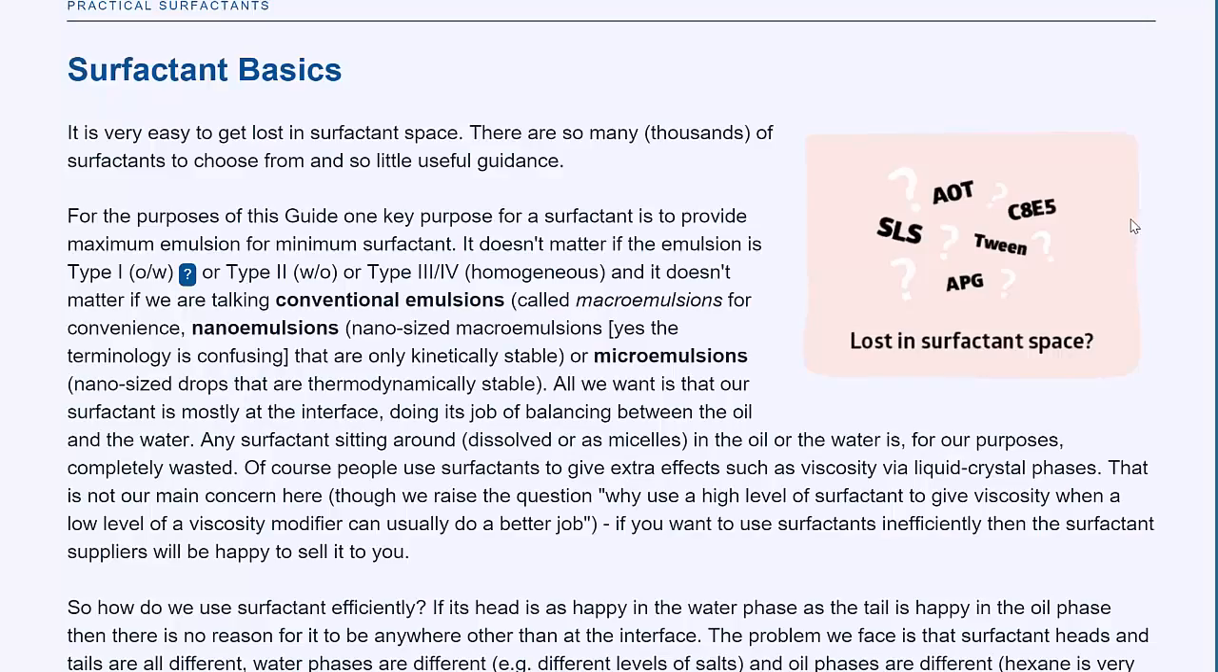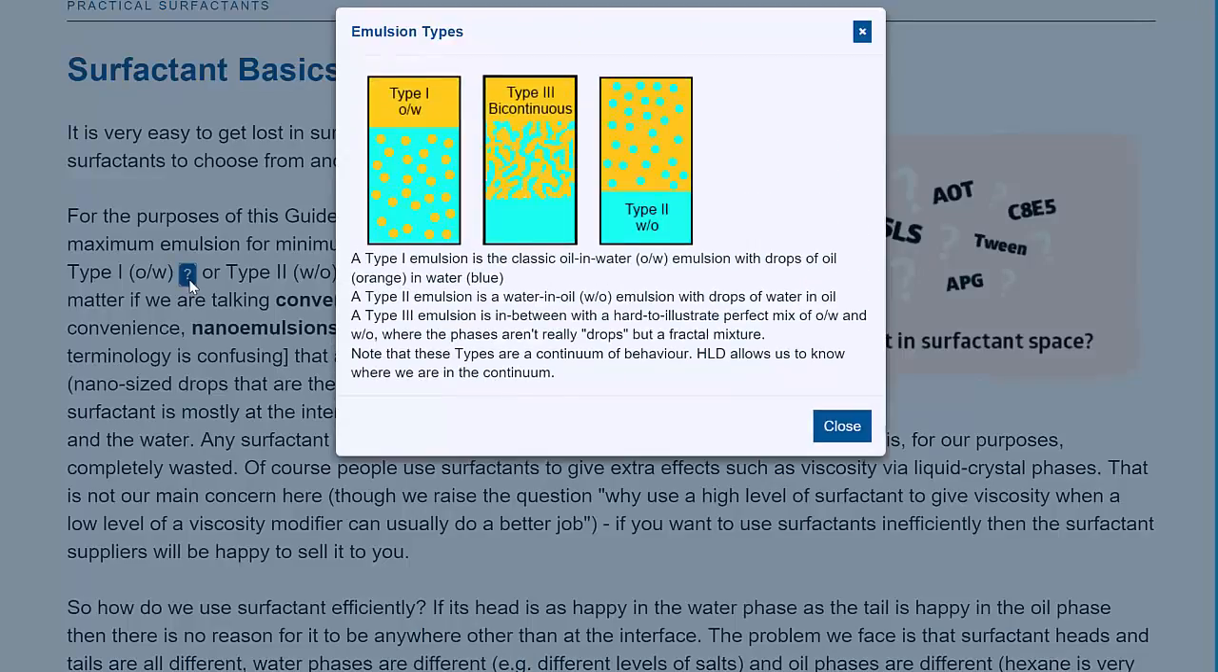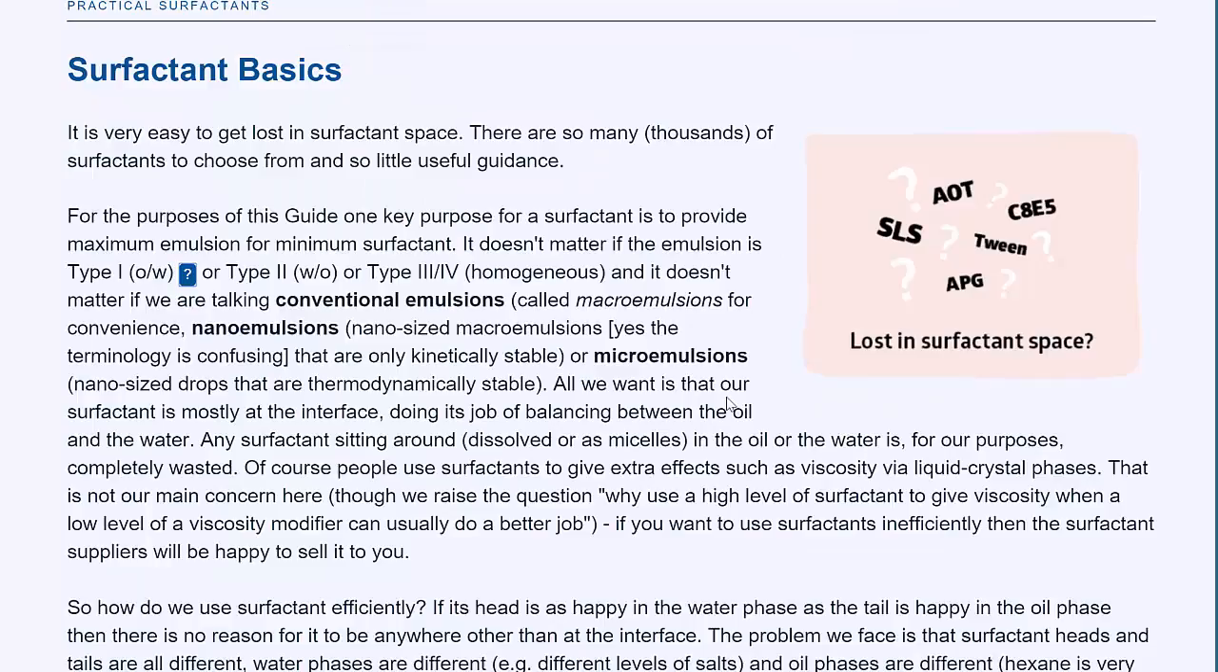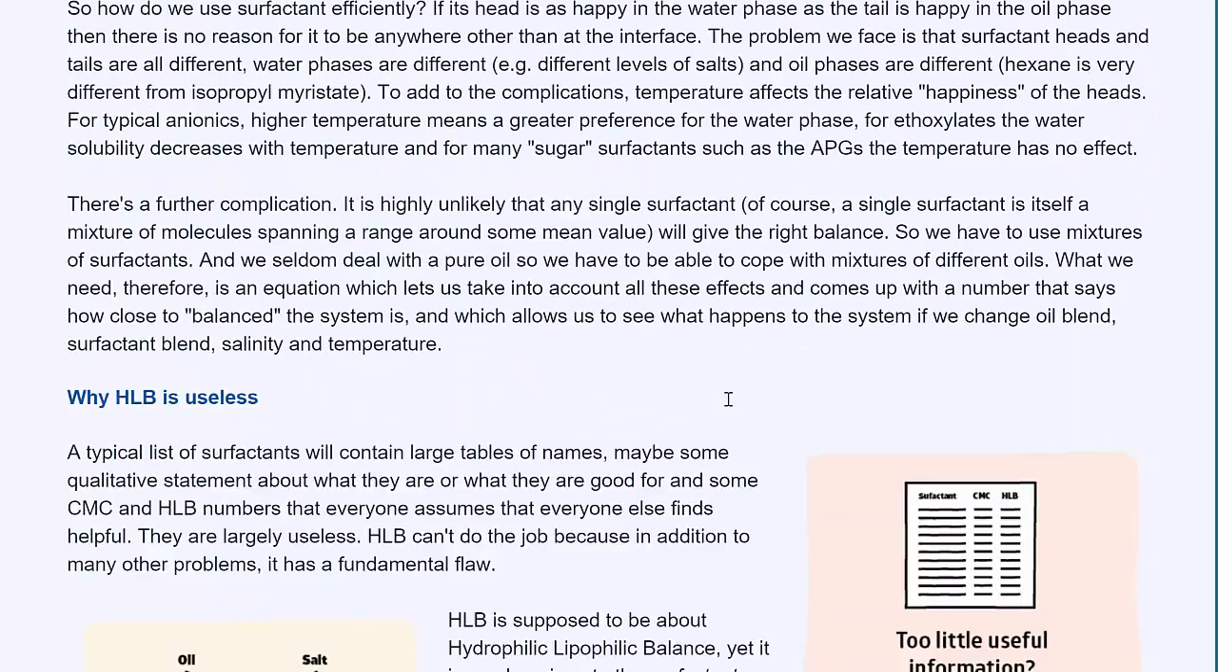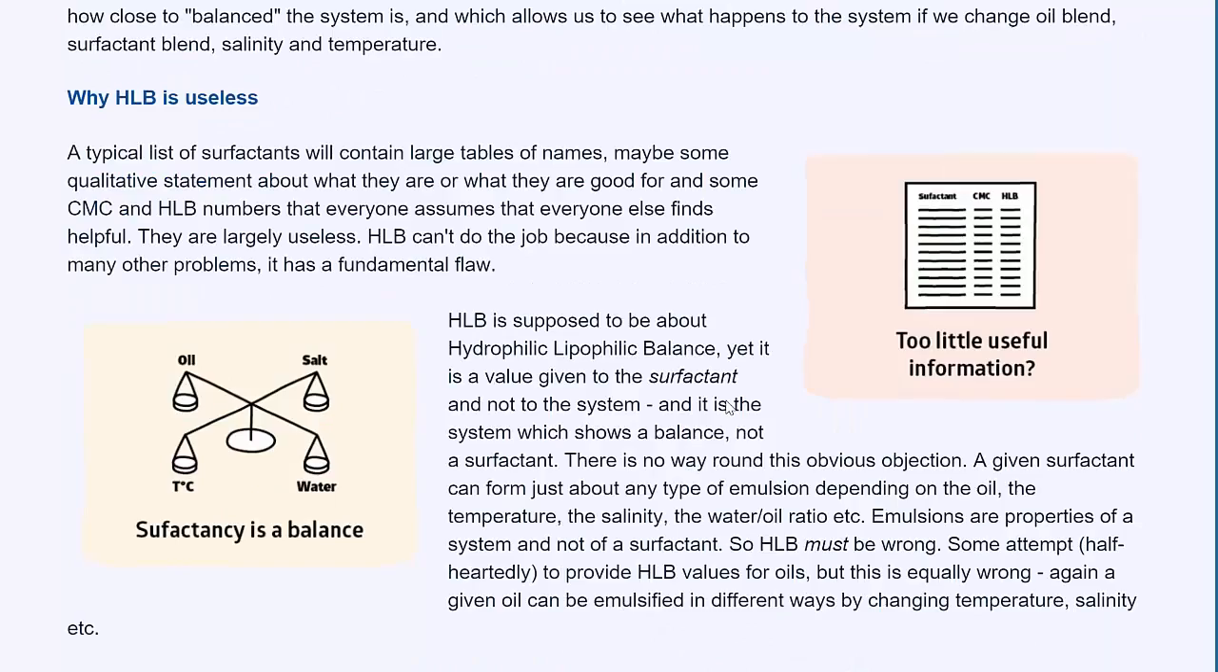My experience, and the experience of many others, is that what is taught on most surfactant courses is actually rather useless, or just plain wrong. They don't, for example, tell you the difference between a type 1, type 2 and type 3 emulsion in a clear way, but using apps we can see what a type 1, type 2 and a type 3 emulsion is. But instead they will almost certainly tell you that HLB is a really important number.